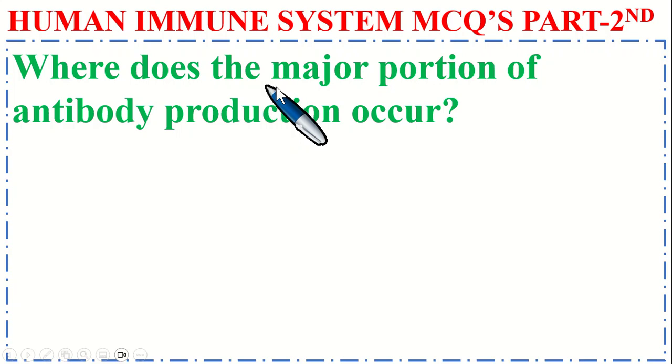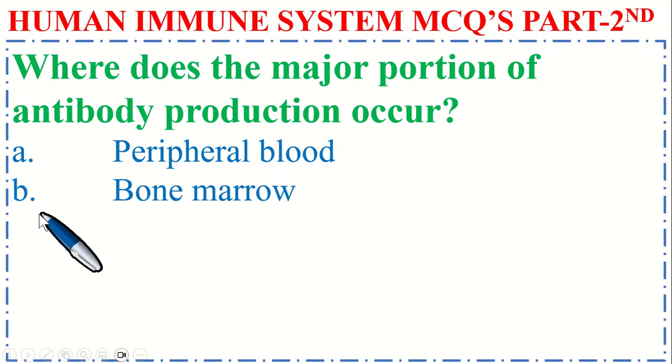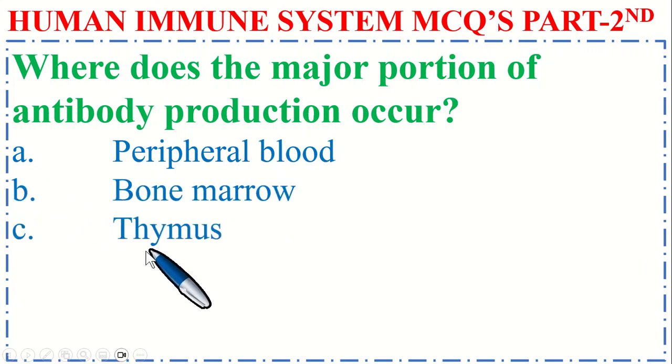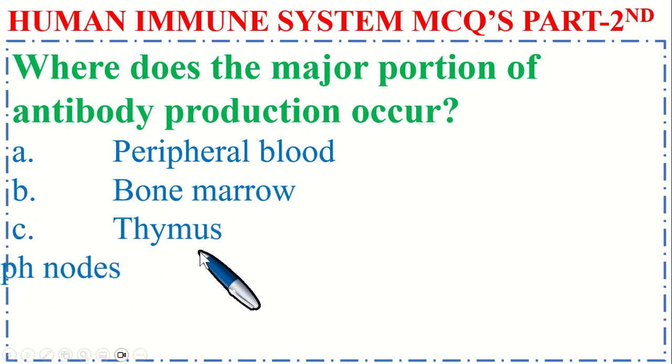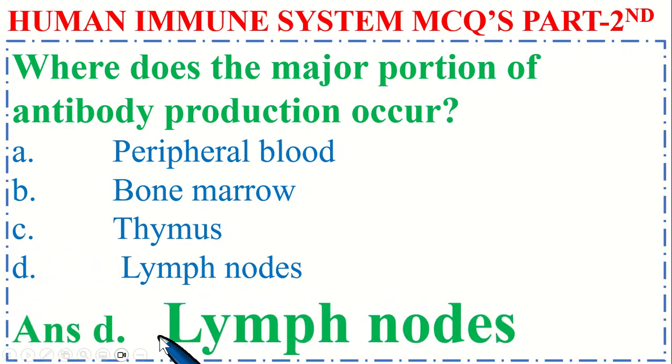Where does the major portion of antibody production occur? Option A, peripheral blood. Option B, bone marrow. Option C, thymus. And option D, lymph nodes. So the correct option is D, lymph nodes.